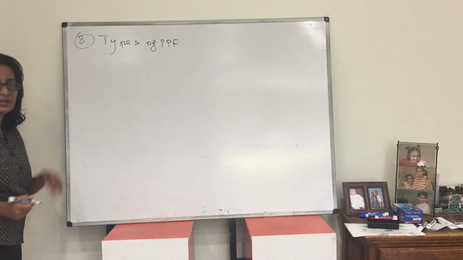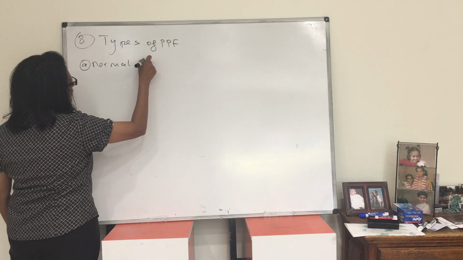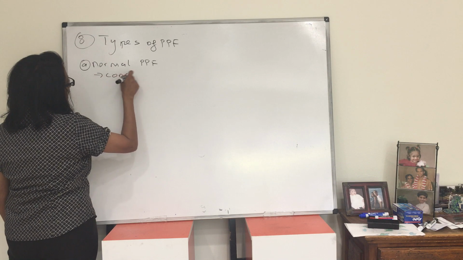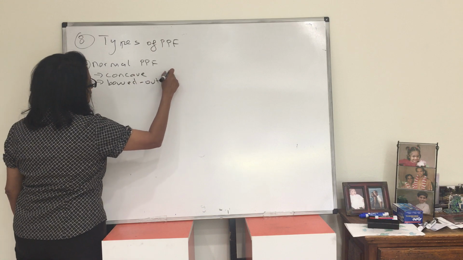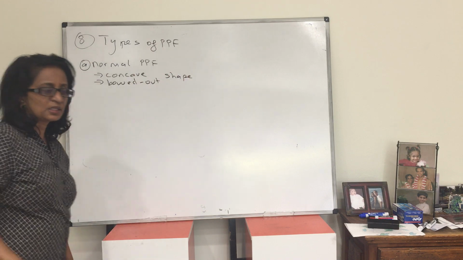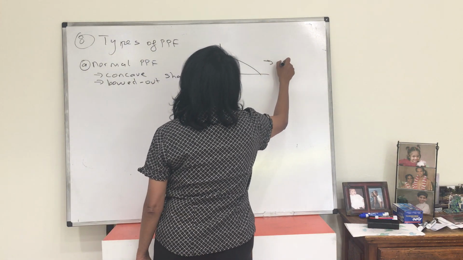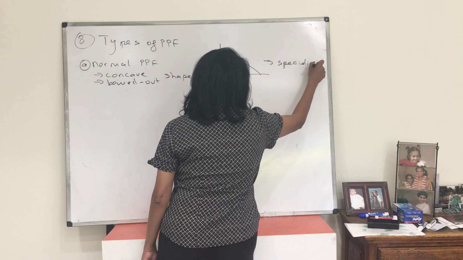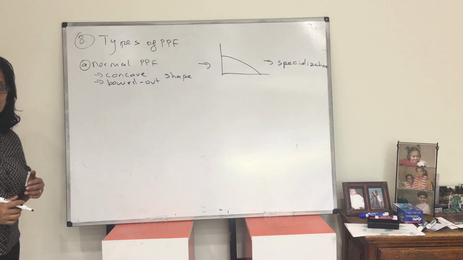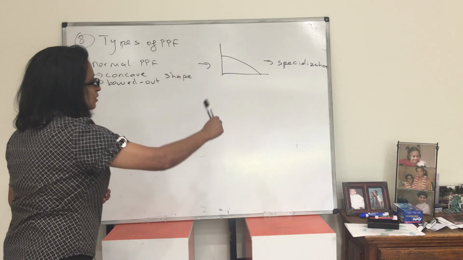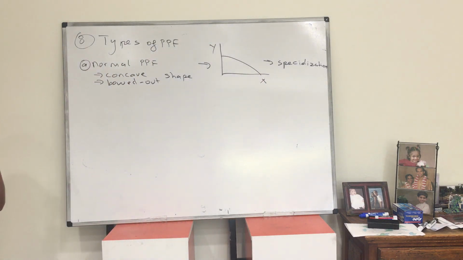So what if you had a table like this? One type of PPF is the normal PPF. That's the PPF that has a concave or bowed out shape. Remember, that's the PPF that looks like this, the one that we've been doing. And why is this? Because of specialization between all of your resources. The skill level in your resources are different between the two products. Product X and product Y, let's call it, require different specialization to produce.